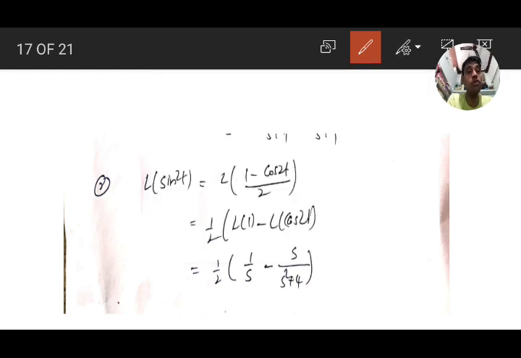Okay, understand. So for the first one, trigonometric, we are simplifying this step with the cos square theta formula, then linearity property, next standard formula.